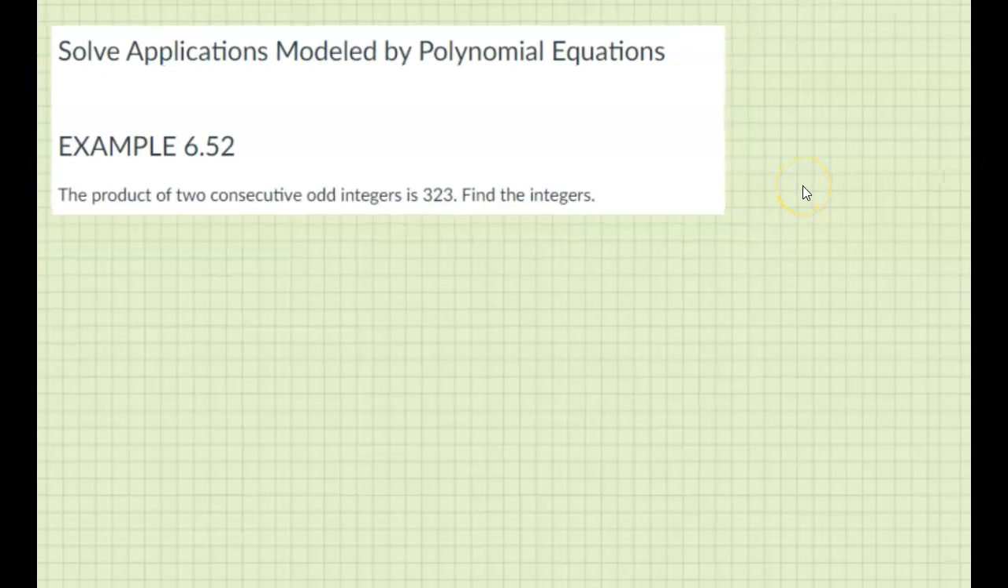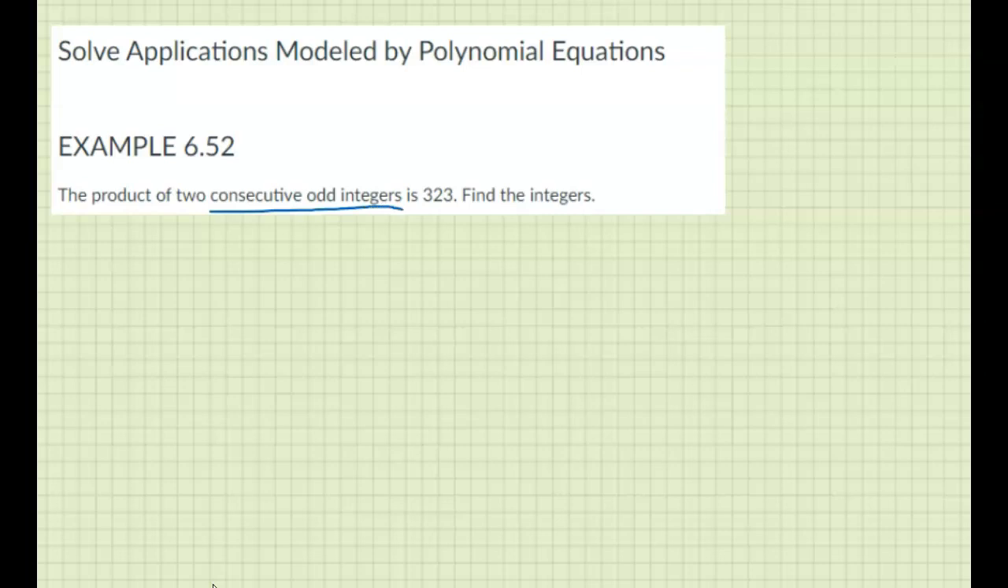Right, so now we're going to do some application problems with these quadratic and polynomial equations. So just a few word problems at the end of this section. This example says the product of two consecutive odd integers is 323. Find the integers. Okay, so let's break this down and figure out what this means.